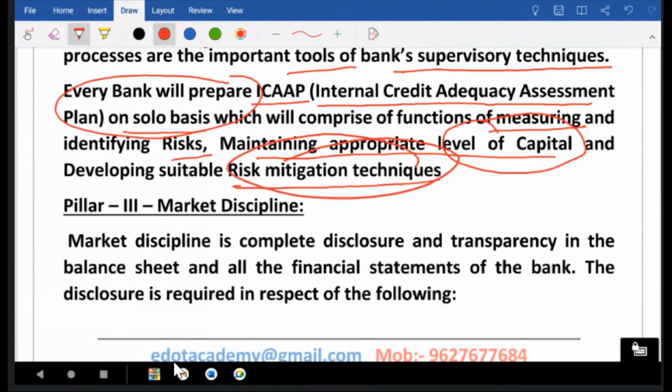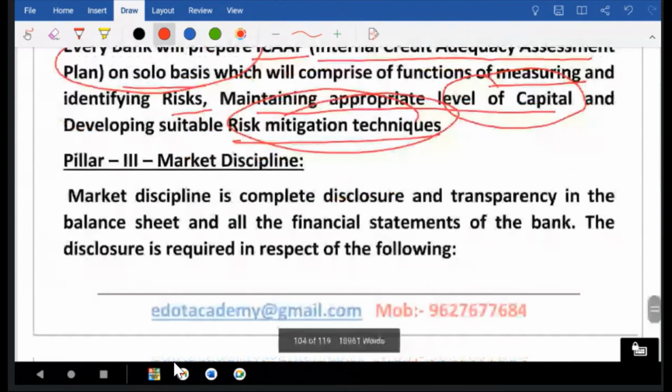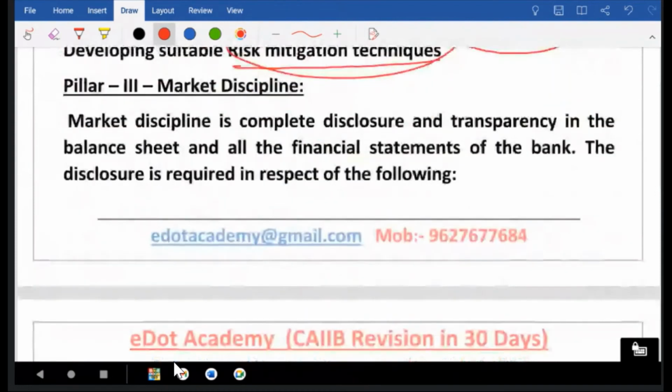Moving ahead, we'll see market discipline, the third pillar. Market discipline is complete disclosure and transparency in the balance sheet. That means every bank has to be very, very transparent in market disclosure. They will disclose everything to the public. What will they disclose? They will disclose the financial statement of the bank.